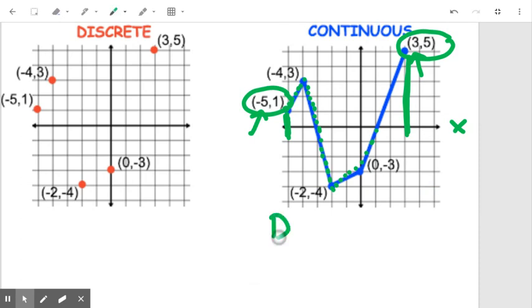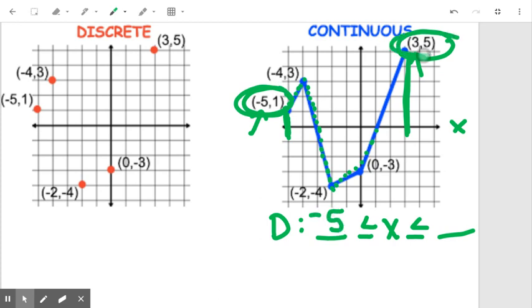is I write my low number with x in between my high number. And so my low number, my farthest to the left, was this -5. And my farthest to the right was this 3. And remember, we're looking at the x's. And because those are both filled in dots, we have the equal to under the less than.